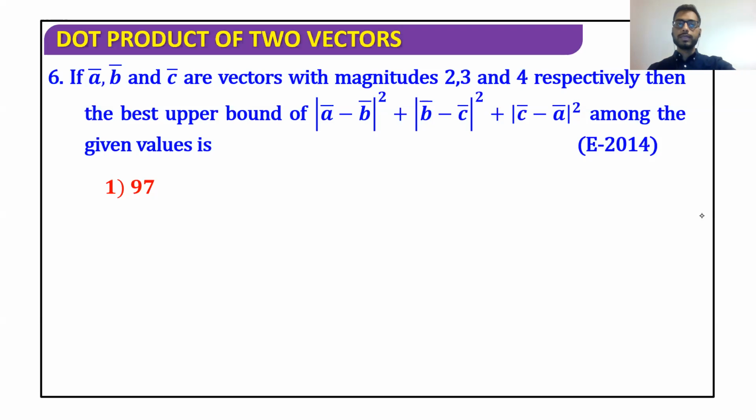The value of magnitude of a square is given, magnitude of a is 2. Substitute the value of magnitude of b as 3 and magnitude of c as 4. All the values are given and we can get an answer. To find the value of 2 into ab plus bc plus ca, first consider a plus b plus c is equal to 0, square on both sides and expand.